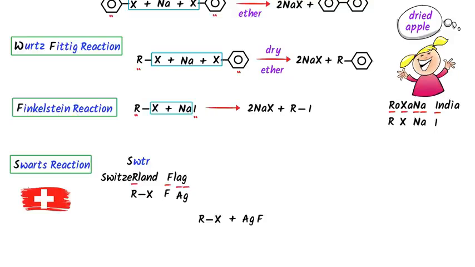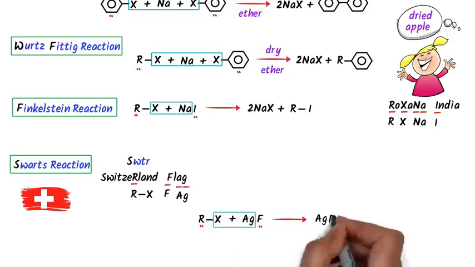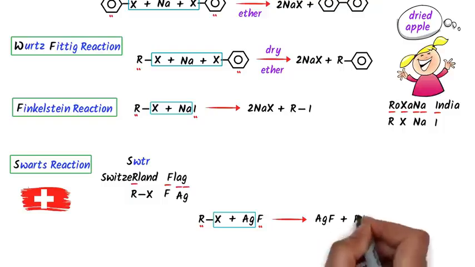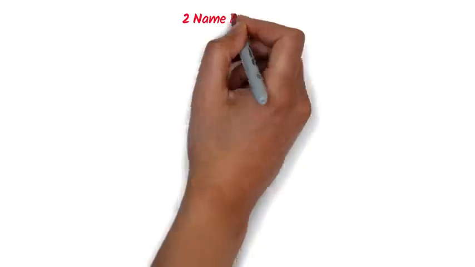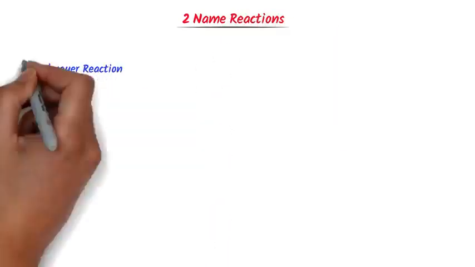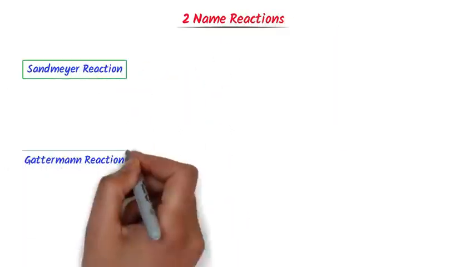We know that a metal like silver reacts with halogen X to form silver halide, while this fluorine and alkyl combine together to form alkyl fluoride. So this is the Swarts reaction. Thus note down these 5 reactions which are somehow connected.